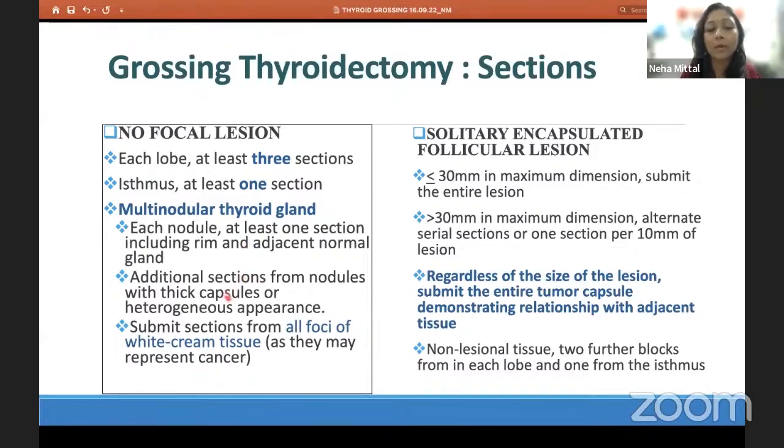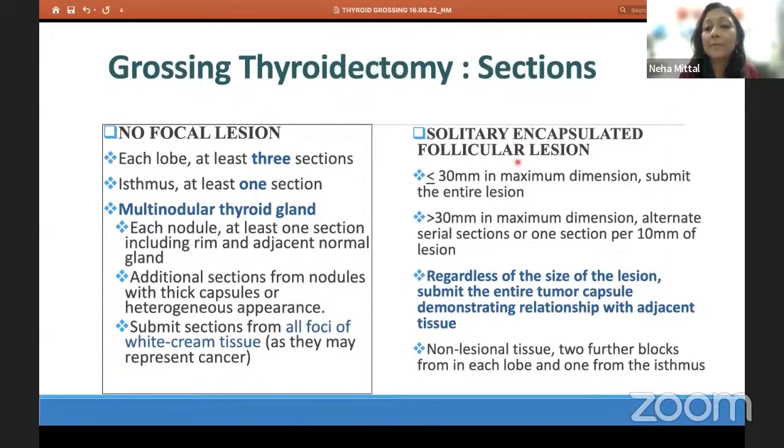Take additional sections from nodules with thick capsules. This is very important. Also from nodules with heterogeneous appearance. Submit sections from all foci of white cream tissue. In the grossing I showed you previously, the lesions were white and cream, which is high risk for malignancy. All such foci of white cream tissue have to be submitted, as they may represent cancer.